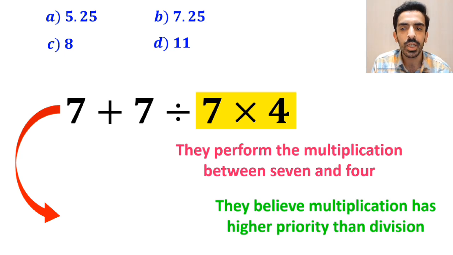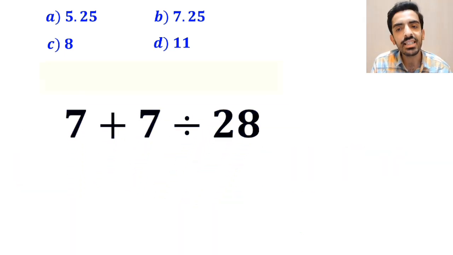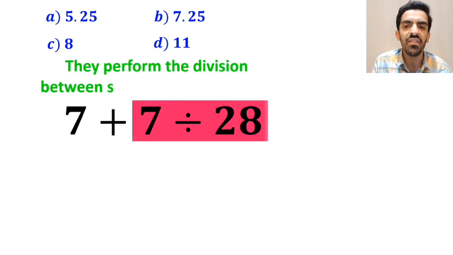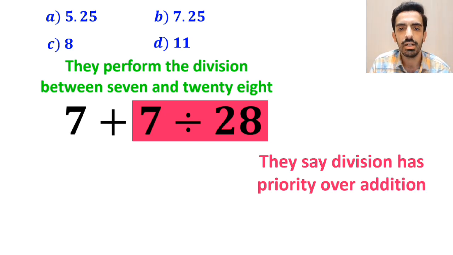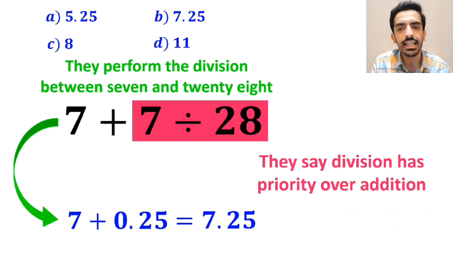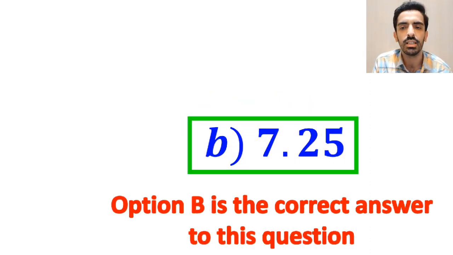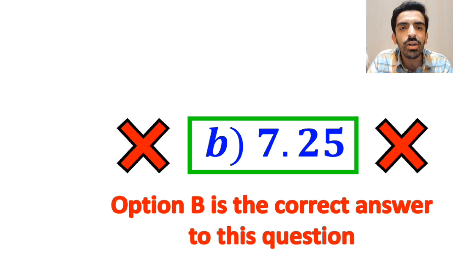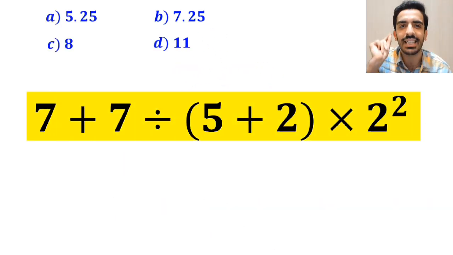So, instead of this expression, they write 7 plus 7 divided by 28. And the next step, they perform the division between 7 and 28 because they say division has priority over addition. So, they simplify this expression to 7 plus 0.25, which ultimately equals 7.25. And immediately, they conclude that option B is the correct answer to this question. However, it's not the correct answer to this question. Now let me show you how to solve this expression correctly.